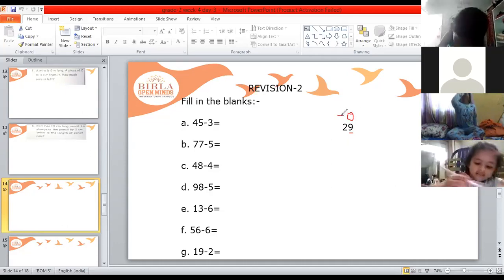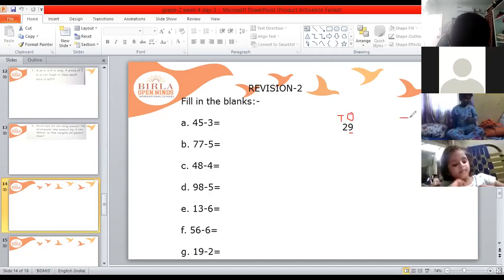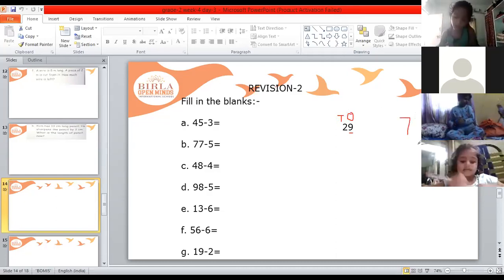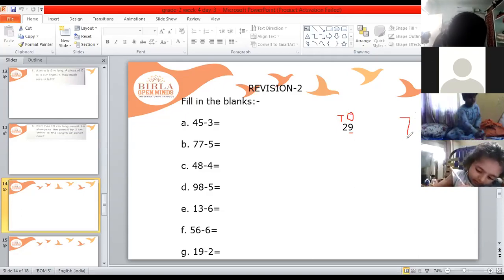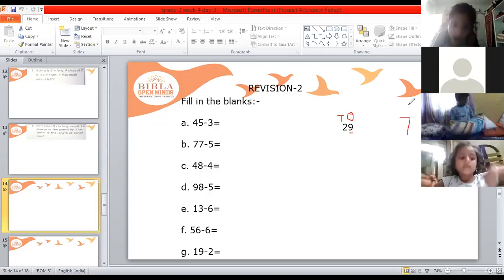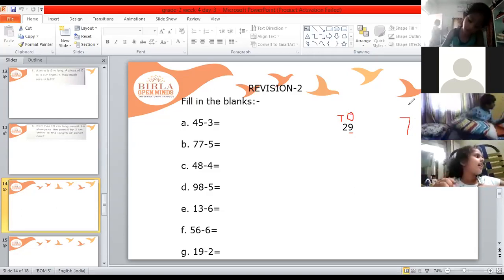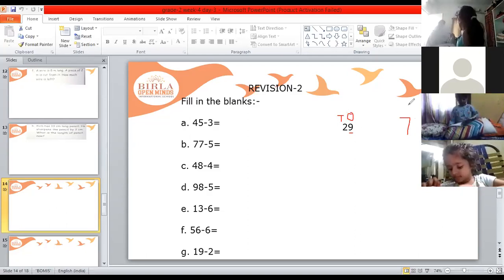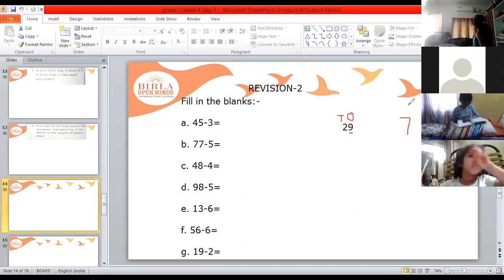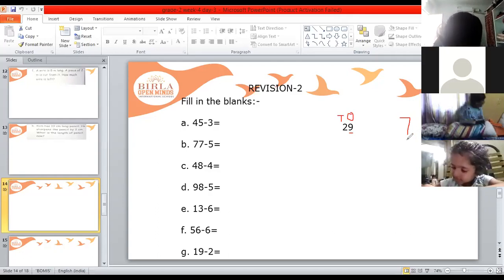Tens place. Very good. Okay, I'll write one more number here, 7. Now tell me, is 7 a one-digit number or a two-digit number? One digit number. Very good. So 7 is in which place, ones or tens? Tens. No, it's a one-digit number. A one-digit number will have value in the ones place only. If it's a one-digit number, it will always have value in which place? Ones place. Very good. So now tell me, 7 is in which place? Ones. Very good.